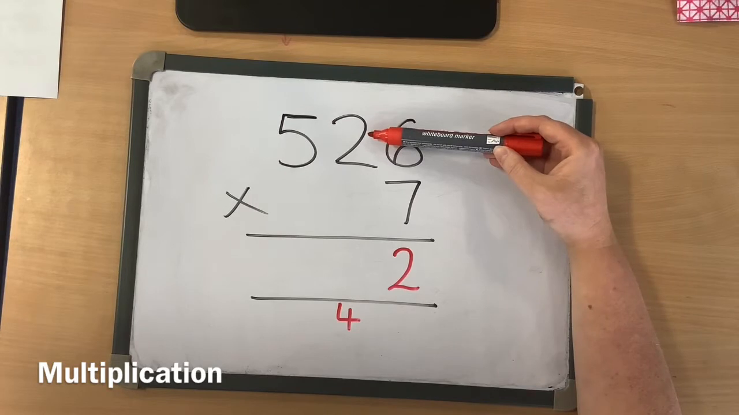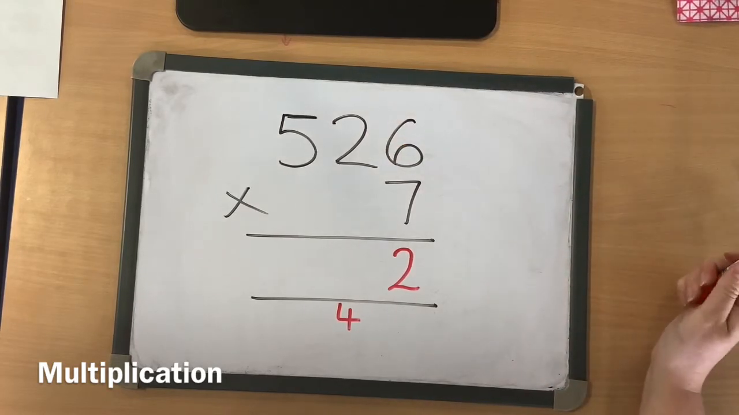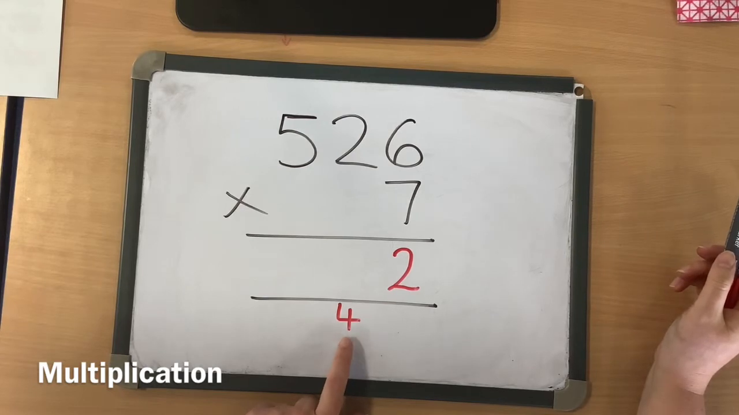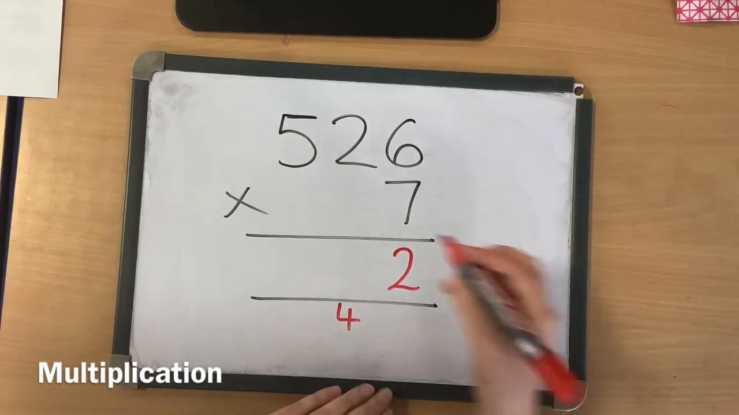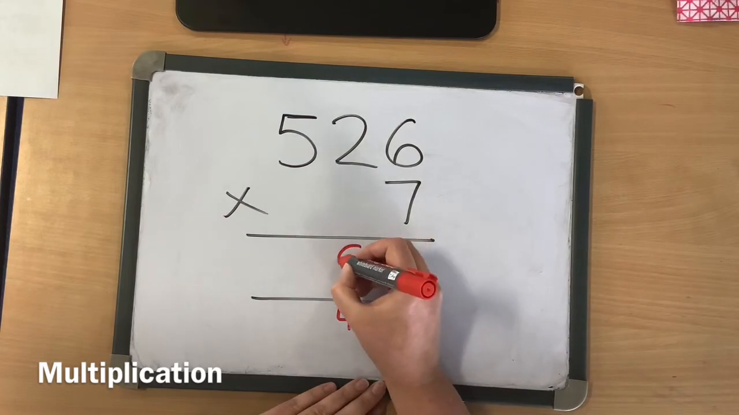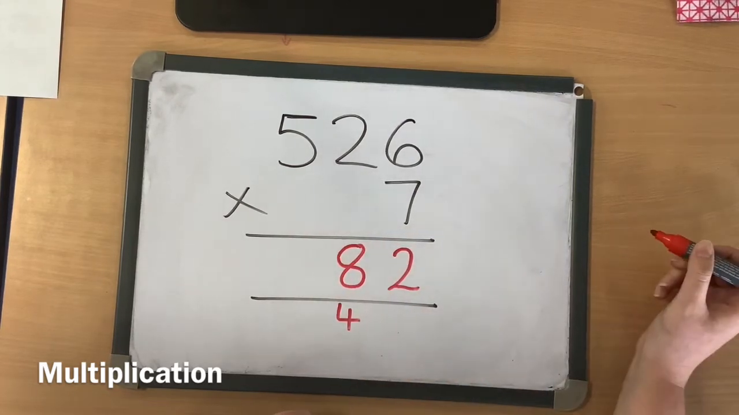Next, I've got 2 tens multiplied by 7, okay, which would be 14 tens. And then I need to remember to add on the regrouped tens, okay. So 14 tens, add 4 tens is 18 tens. So my tens, I've got 8, and then I'm going to take 10 of them and regroup them for 100.